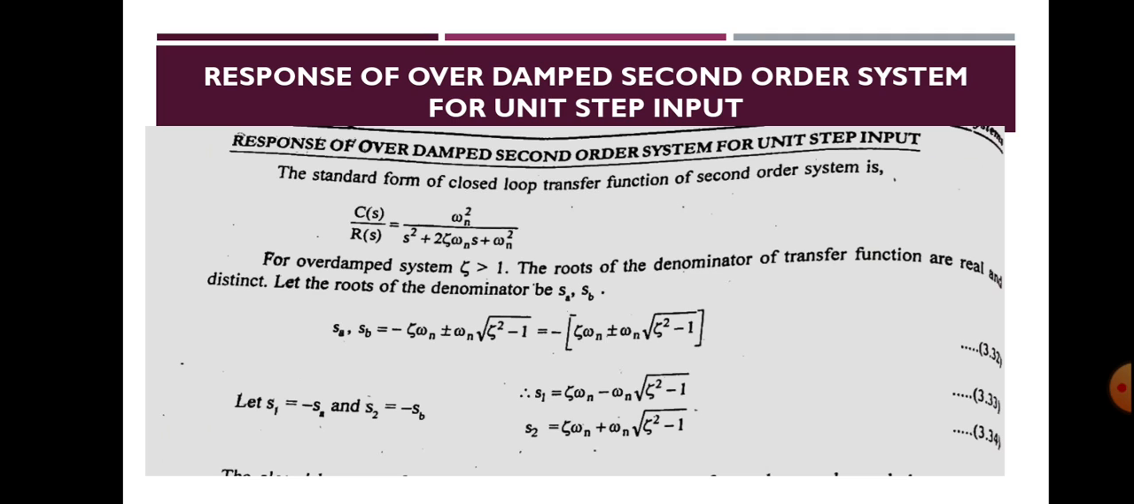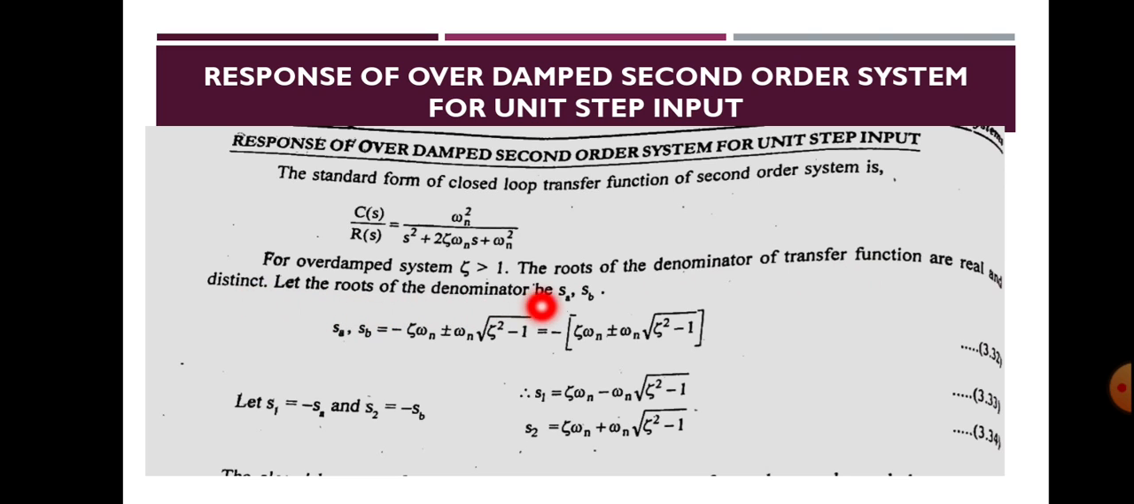So next is the response of the overdamped second order system for unit step input. First of all, we can start with the transfer function of the second order system, that is C of s by R of s is equal to omega n square divided by s square plus 2 delta omega n into s plus omega n square. For an overdamped system, we know the damping ratio delta is greater than 1. We have discussed in the previous sessions that when delta is greater than 1, the roots of the denominator of the transfer function are real and distinct.